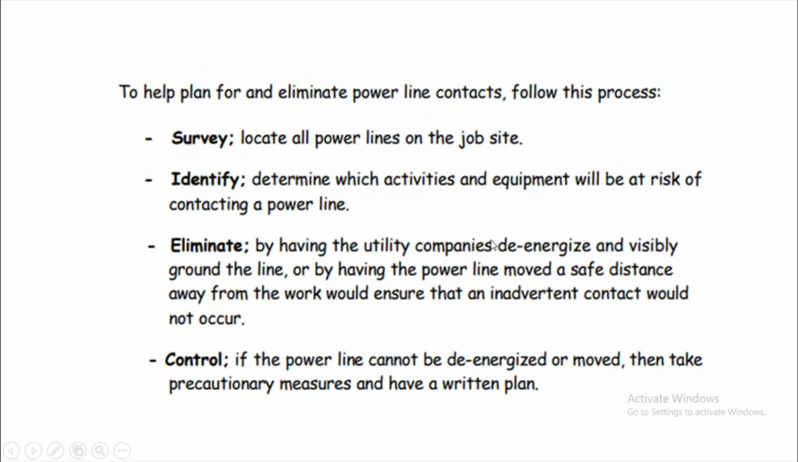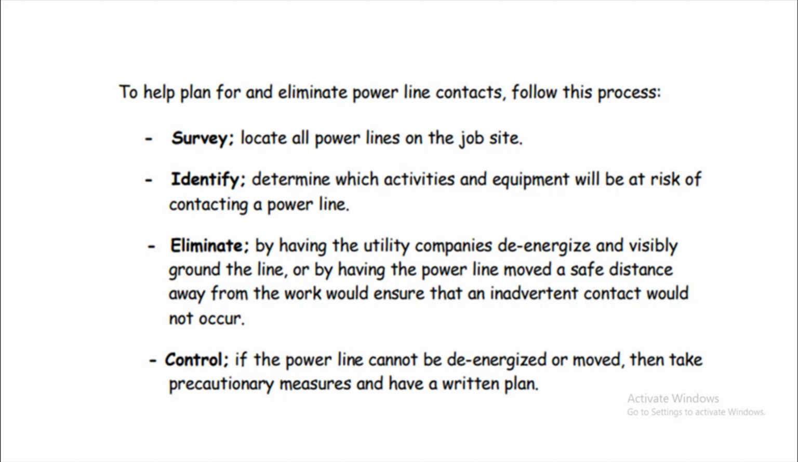To help plan for and eliminate power line contacts, follow this process. Survey. Locate all power lines on the job site. When you are preparing for your job, you need to locate all the power lines in coordination with your electrical department, and also check the as-built drawings, and conduct a personal survey at the site, so that you will not miss any power lines in the area during the planning and before you start the job.